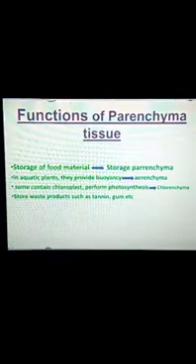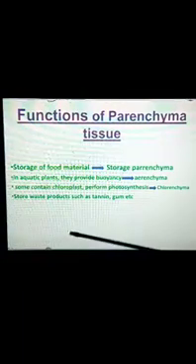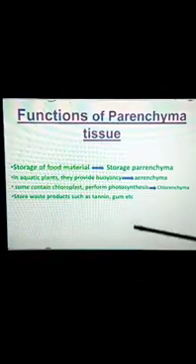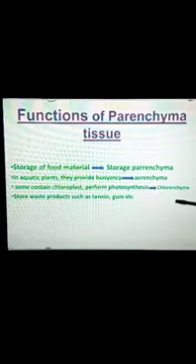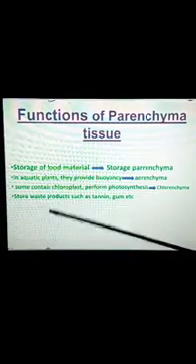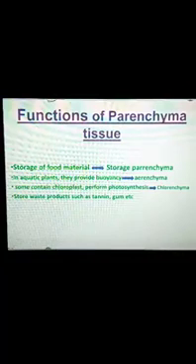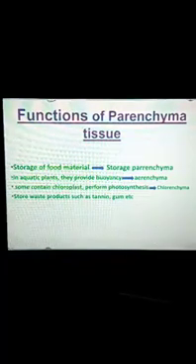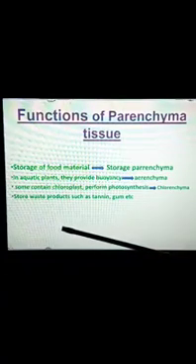Another function is like the mesophyll of leaves. Some parenchyma tissue contains chloroplast and performs photosynthesis, and such parenchyma which performs the function of photosynthesis is called chlorenchyma. And another function, some of the parenchyma tissue stores waste products, like you may know that plants also secrete toxic substances, their waste products such as tannin, gum, latex. There are many more excretory products of plants. Some of the parenchyma tissue helps in secretion.